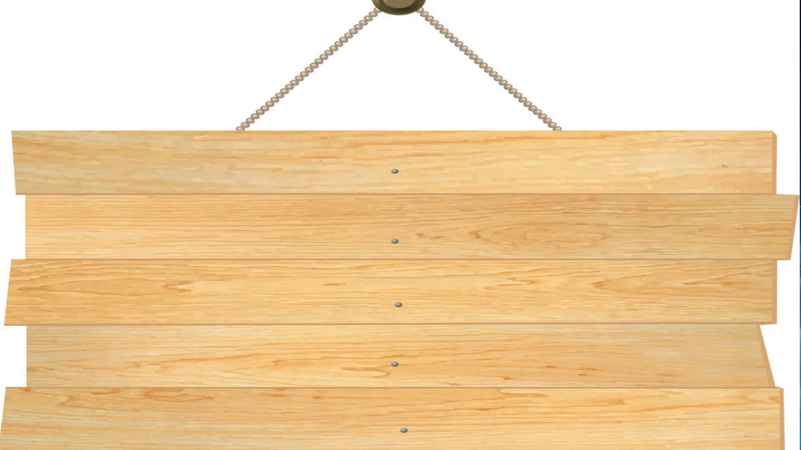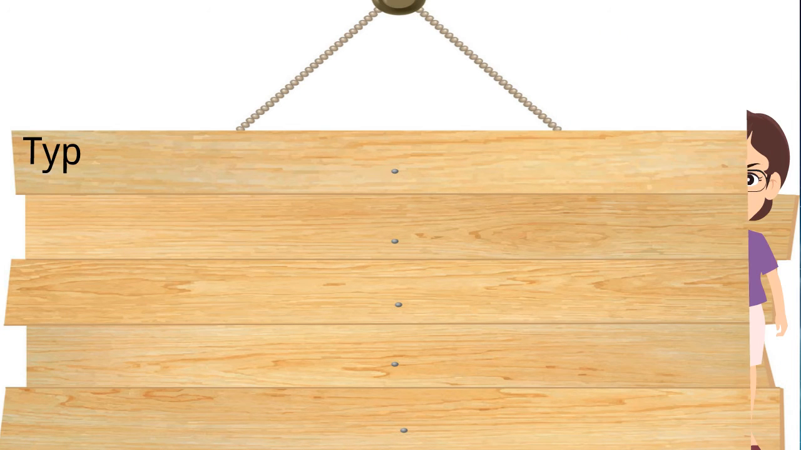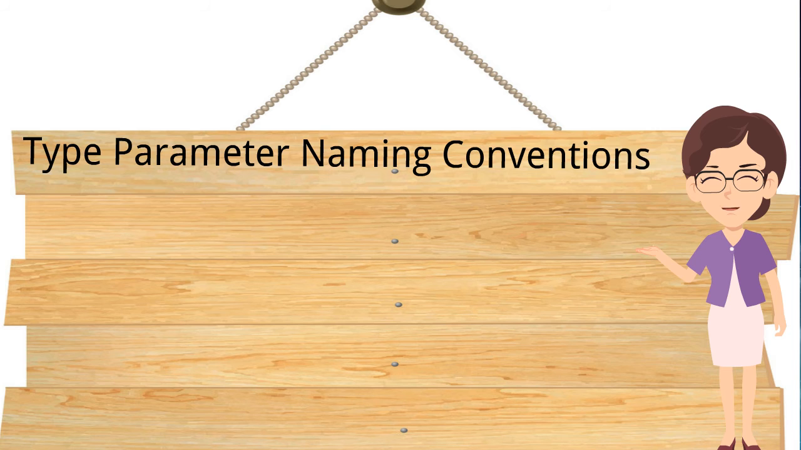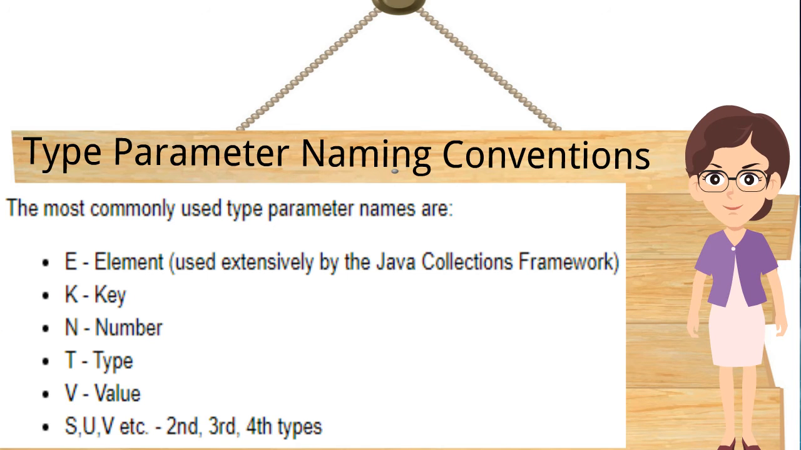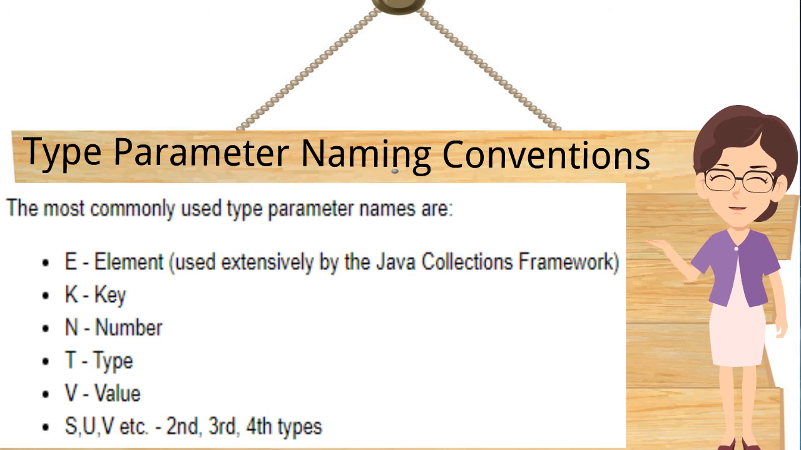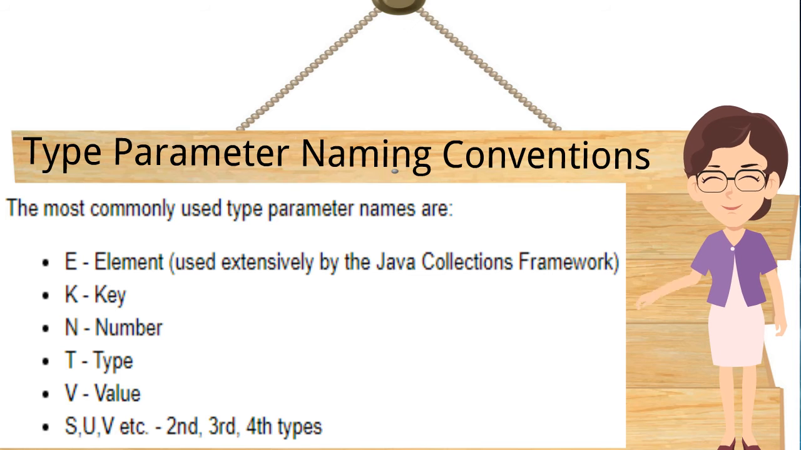We also need to know about the type parameter naming conventions. By convention, type parameter names are single, uppercase letters. This stands in sharp contrast to the variable naming conventions that we already know about. Without this convention, it would be difficult to tell the difference between a type variable and an ordinary class or interface name. This naming convention should be remembered.